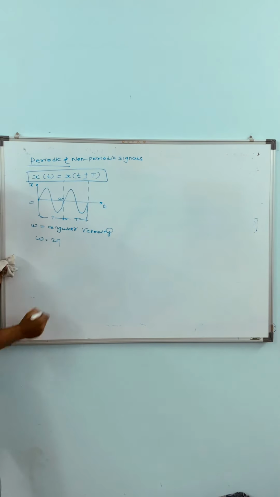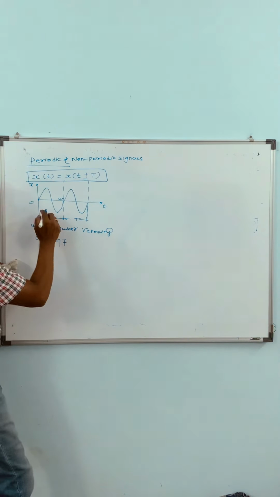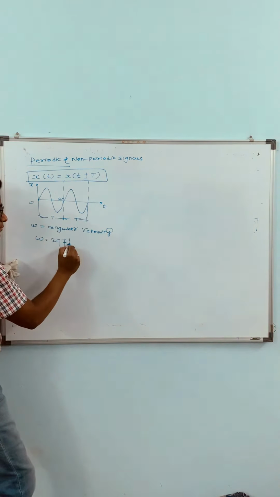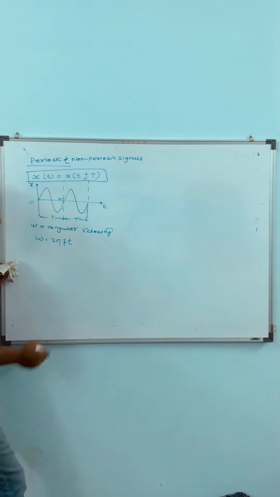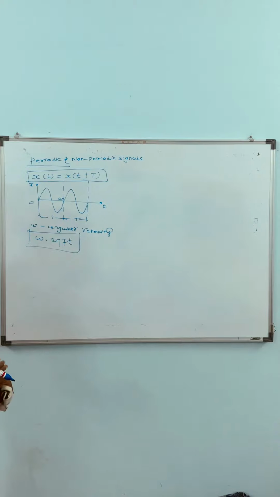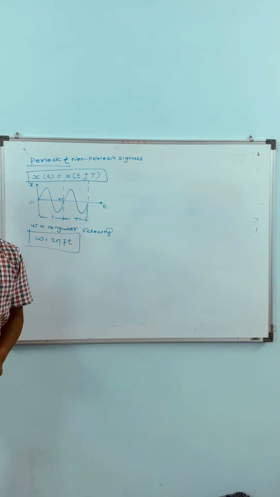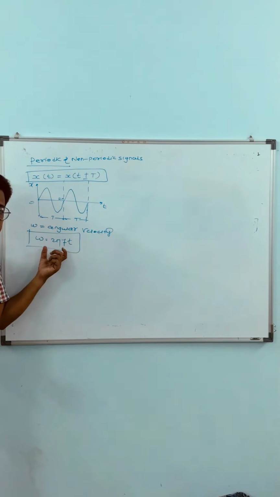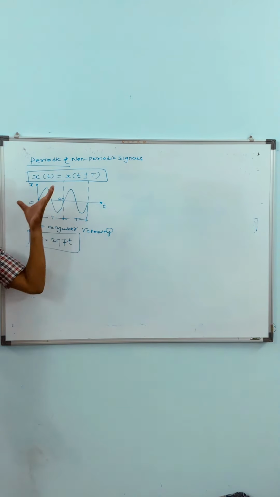That means frequency is there: 2 pi f. We define frequency as cycles per second. And this signal varies with time, small t. This is the general expression, 2 pi f t. This means that for the signal to be periodic, this condition should exist in the given signal.